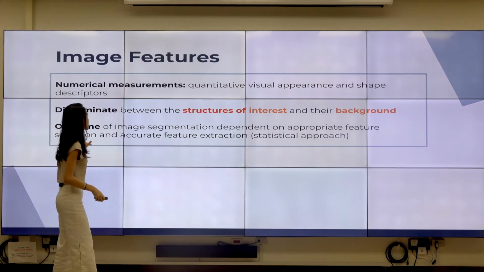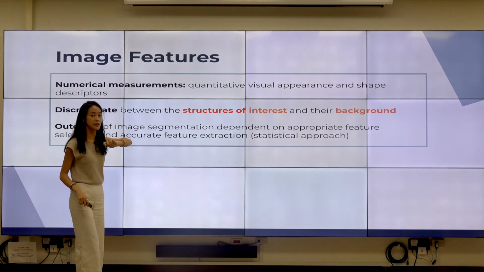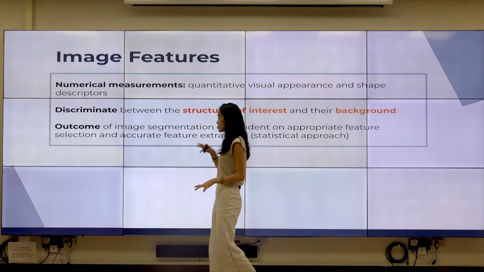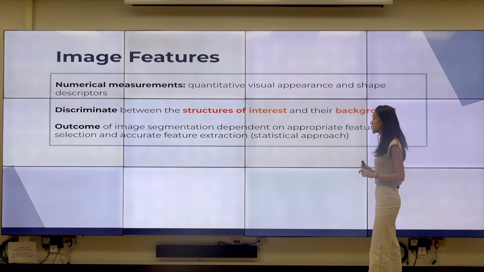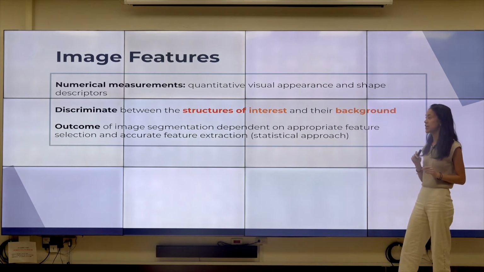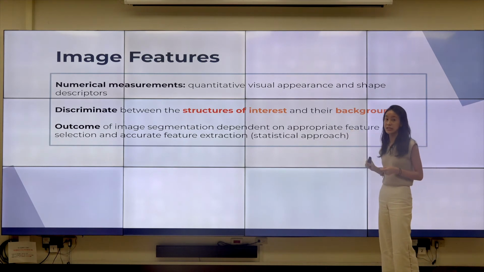The second part is to discriminate between the structures of interest and their background. This is the entire point of recognizing the features. The outcome of the image segmentation is very much dependent on the appropriate feature selection and accurate feature extraction, and this is usually done through a statistical approach.